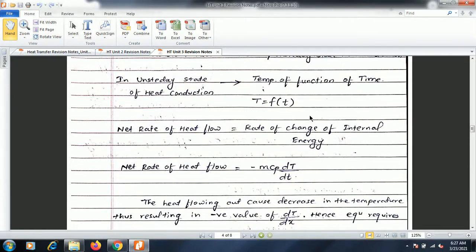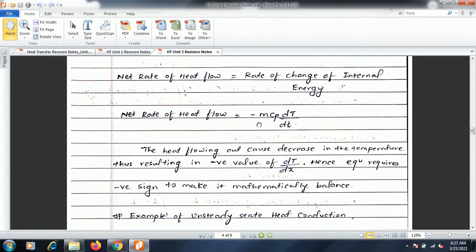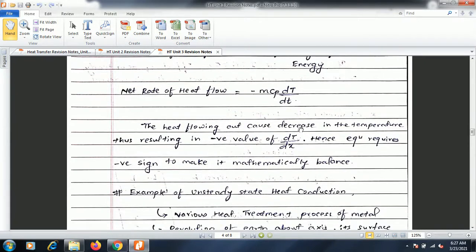The net rate of heat flow is equal to the rate of change of internal energy. The rate of change of internal energy is given by minus m c_p dT by dt, where capital T represents temperature and small t represents time. The negative sign here specifies that the heat flow out causes a decrease in temperature, resulting in a negative value of dT by dt. So if you plot a graph of temperature with respect to time, you will get a negative value of slope. So in order to balance it mathematically, we have added a negative sign in front of it. So negative m c_p dT by dt.